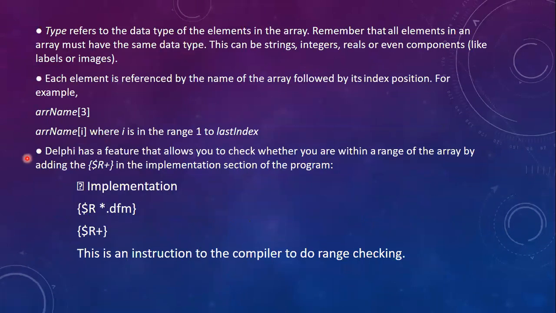Okay, now we're going to look at the word type. So this refers to the data type of the elements in the array. Remember that all the elements in the array must be of the same data type. I can't go string, integer, char or string, boolean, integer. So this can be strings, integers, reals, or even components like labels or images.